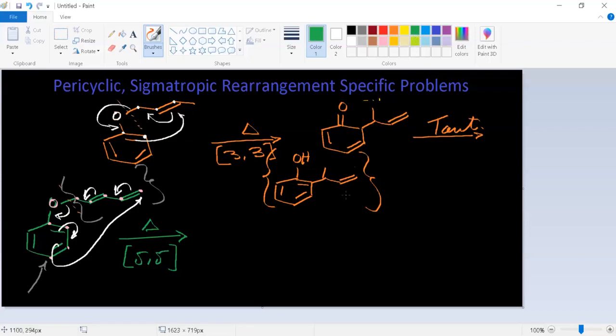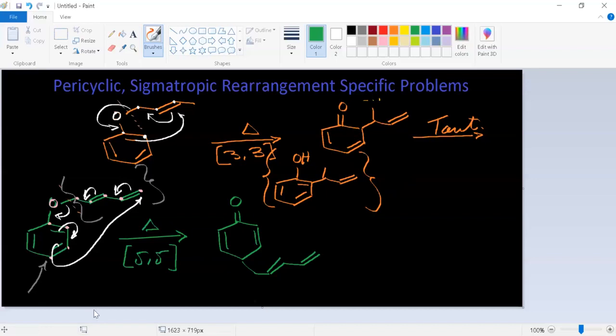So we can confidently draw our product, or I should say our intermediate. That's not the best benzene ring. So our intermediate is going to look just like this. So there's 1, 2, 3, 4, 5, 1, 2, 3, 4. There's the 5th. And at the end, there's a double bond, and there's also a double bond right there.